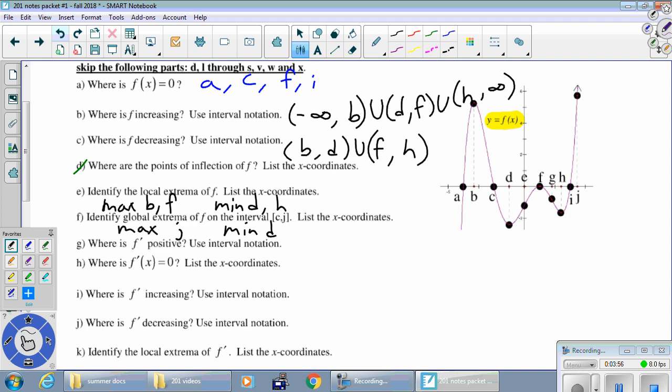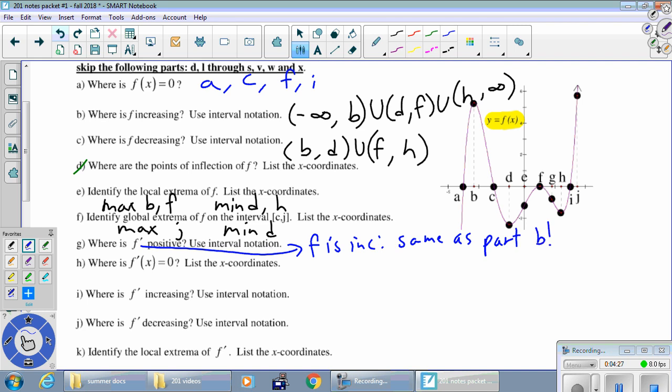G, where is f prime positive? Use interval notation. So we're going to translate this. If f prime is positive, we know that means that f, the original function, is increasing. And now that we've translated that to the function that's pictured, it's easy to just look at the graph and answer the problem. We're just writing down where f is increasing. In fact, that's something we've already answered in part B. So I'm just going to say same as part B.